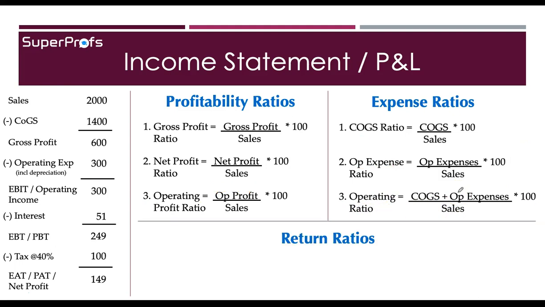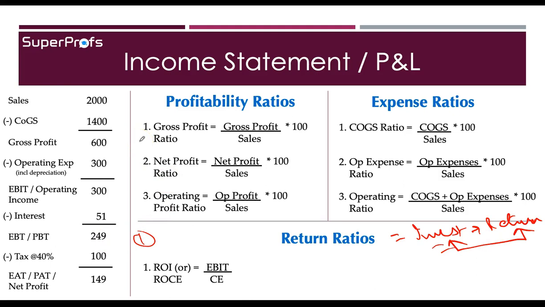The third kind of ratio is return ratio. Now what does return mean? Return means, if you invested something, how much money are you getting in return for this investment? Based on this very definition, the very first ratio is your return on investment or return on capital employed. And what would this be?